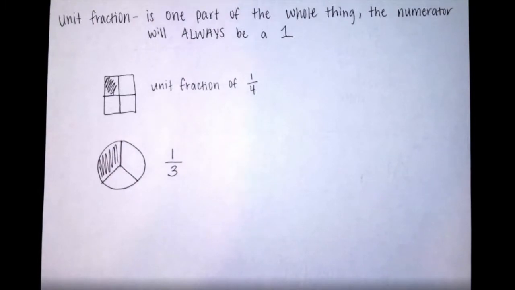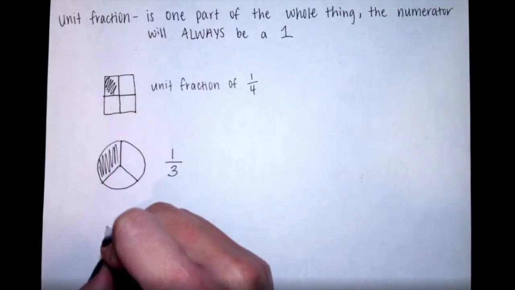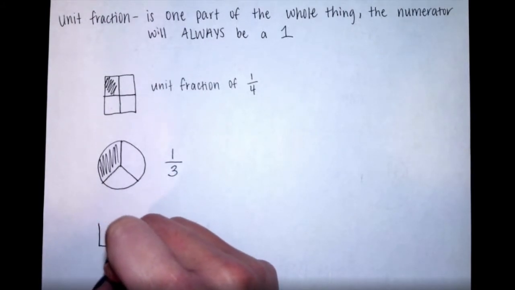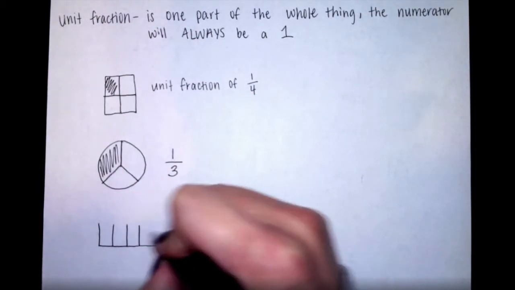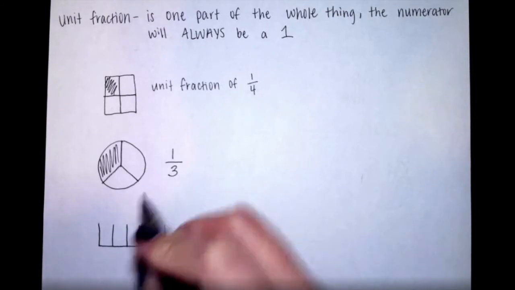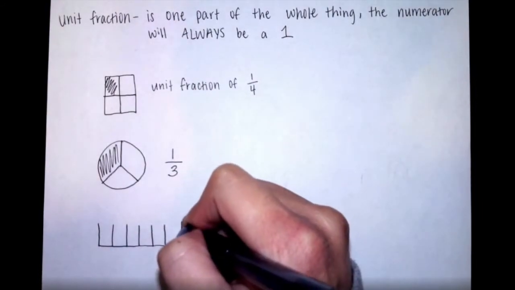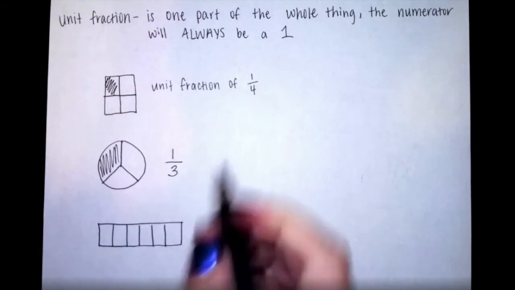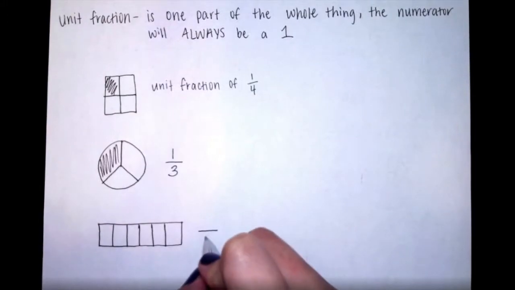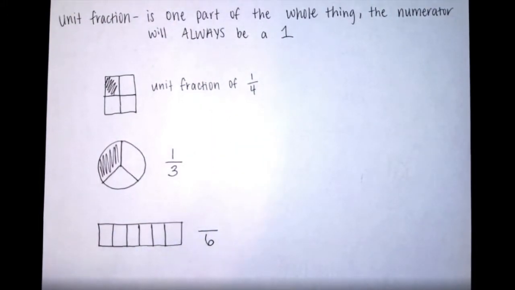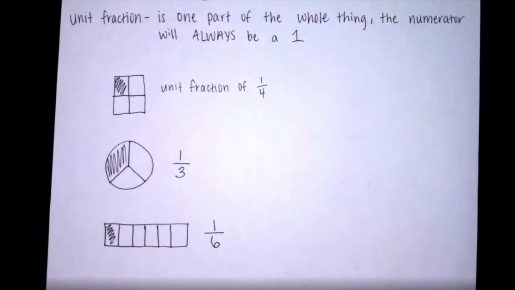What if I had a rectangle? Okay. What if I had this rectangle? And you heard me count, it was 6, so we have 6 parts. So we know our denominator is going to be 6 because that's how many parts we have. And again, we're working with unit fractions, so we're going to have 1 shaded. So that fraction is going to be 1/6.